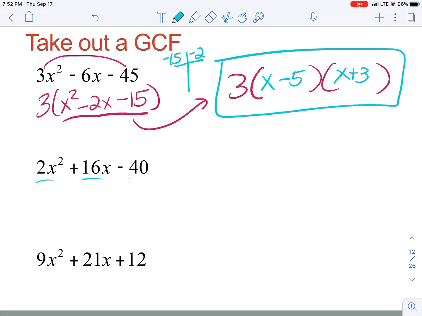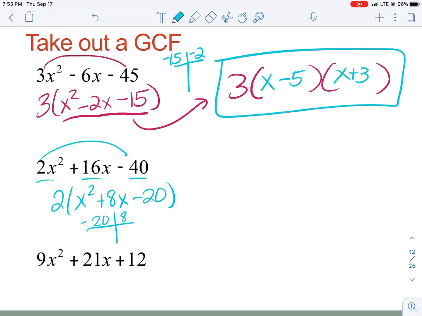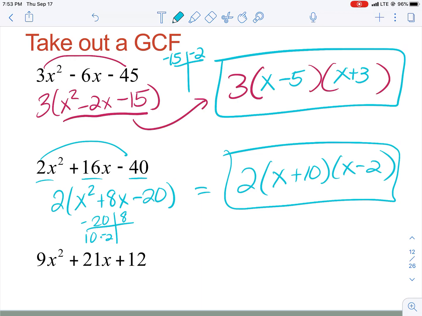I could do factors of 80 because that would be my outside, but all of them are divisible by 2. So now I'm looking for factors of 20 that subtract to 8 because it's a negative 20. So wouldn't that be 10 and a negative 2? So my final answer would have a 2 on it, and then it would have x plus 10 and x minus 2. Okay, so that would be my answer.